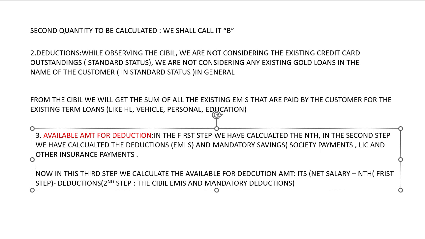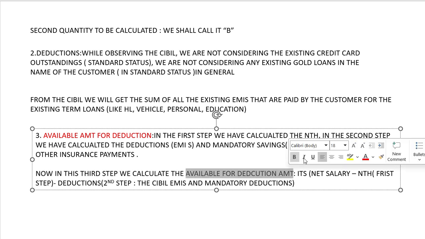This available amount for deduction is simply given as net salary minus NTH, which we considered in the first step, that is 25% of his gross pay or 10,000, whichever is max. And the deductions are what we understand or calculate from his CIBIL, and also the mandatory deductions from his salary account statement. After subtracting all these from his net salary, we arrive at a quantity called the available for deduction amount, that is to be adjusted to our loan which we are going to give to the customer.